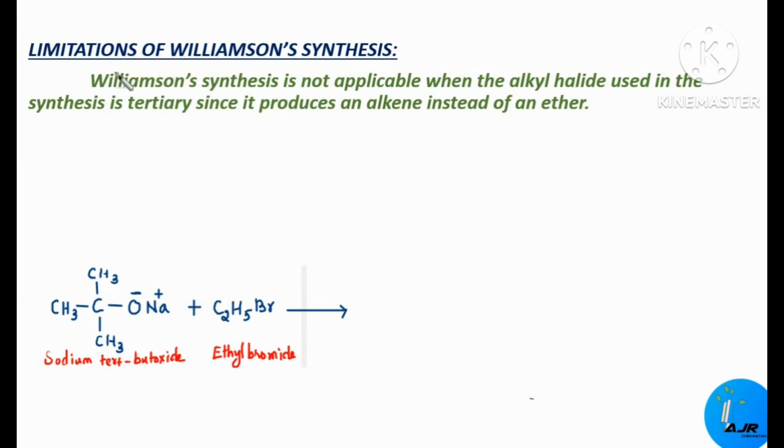Actually, in Williamson synthesis, we have certain limitations. This Williamson synthesis is not applicable when the alkyl halide used in the synthesis is tertiary, since it produces an alkene instead of an ether. When you make use of a tertiary alkyl halide, it gives the alkene as the major product instead of ether. So that's a major limitation. The reason is that tertiary alkyl halides are highly susceptible to dehydrohalogenation in the presence of sodium alkoxides, which are strong bases.